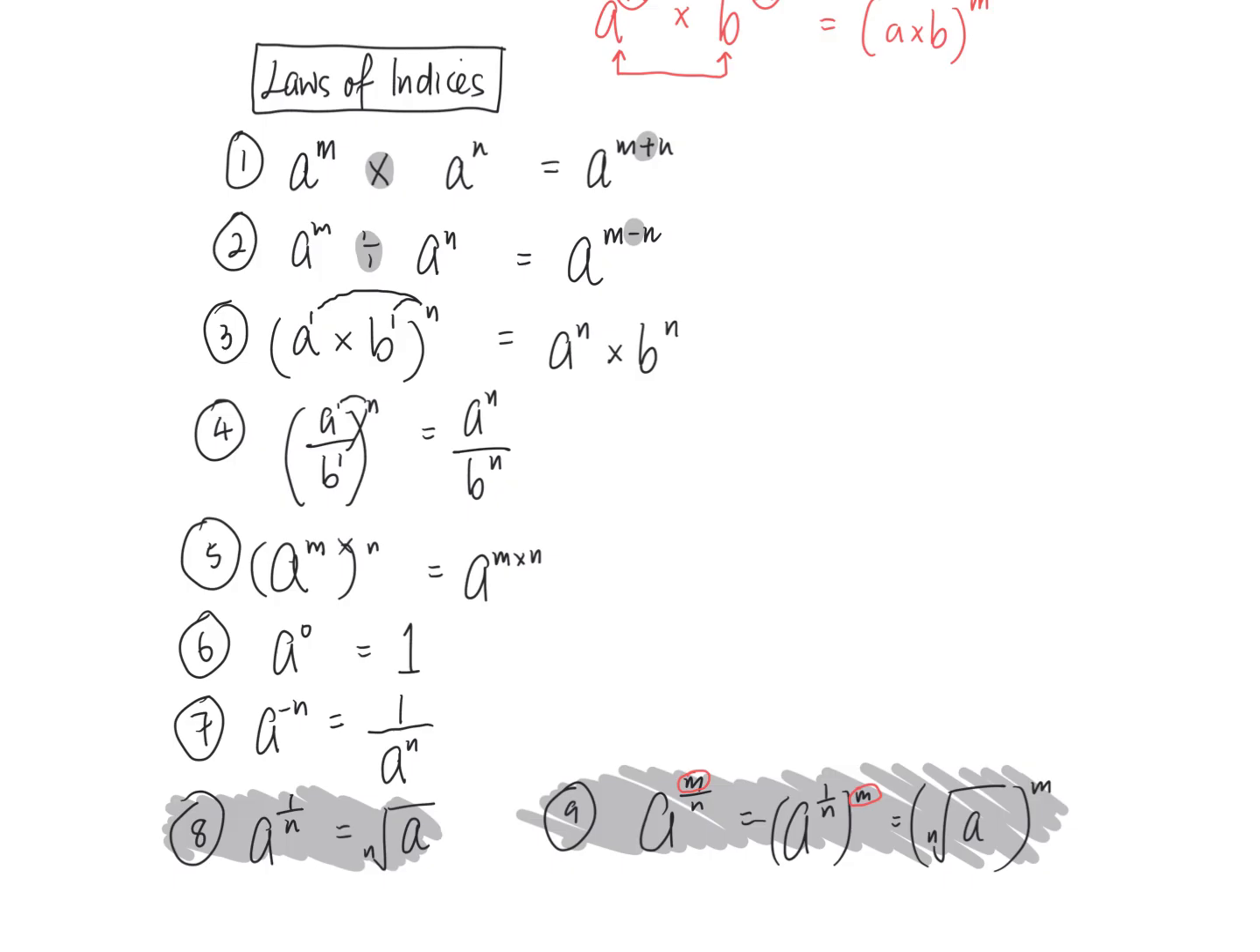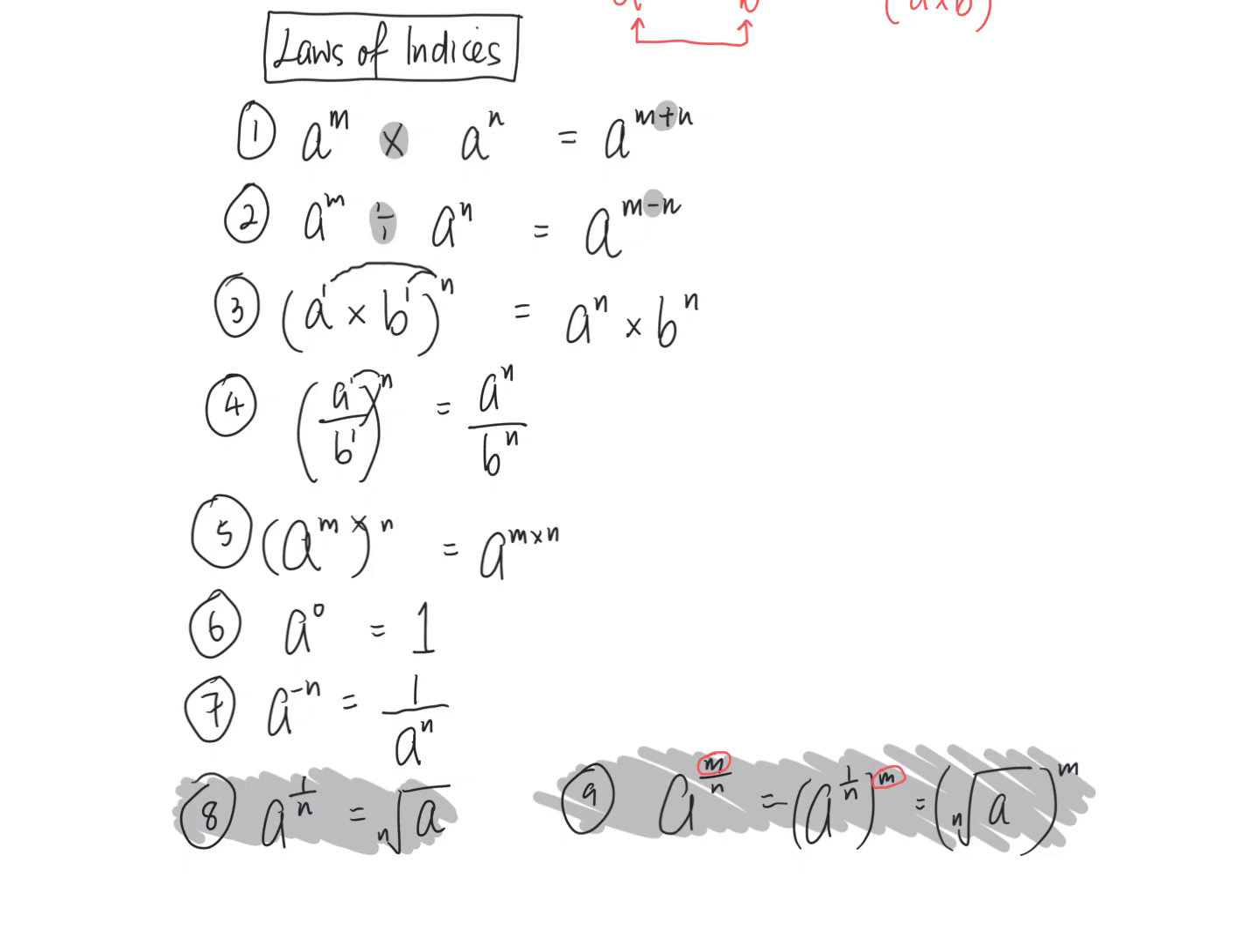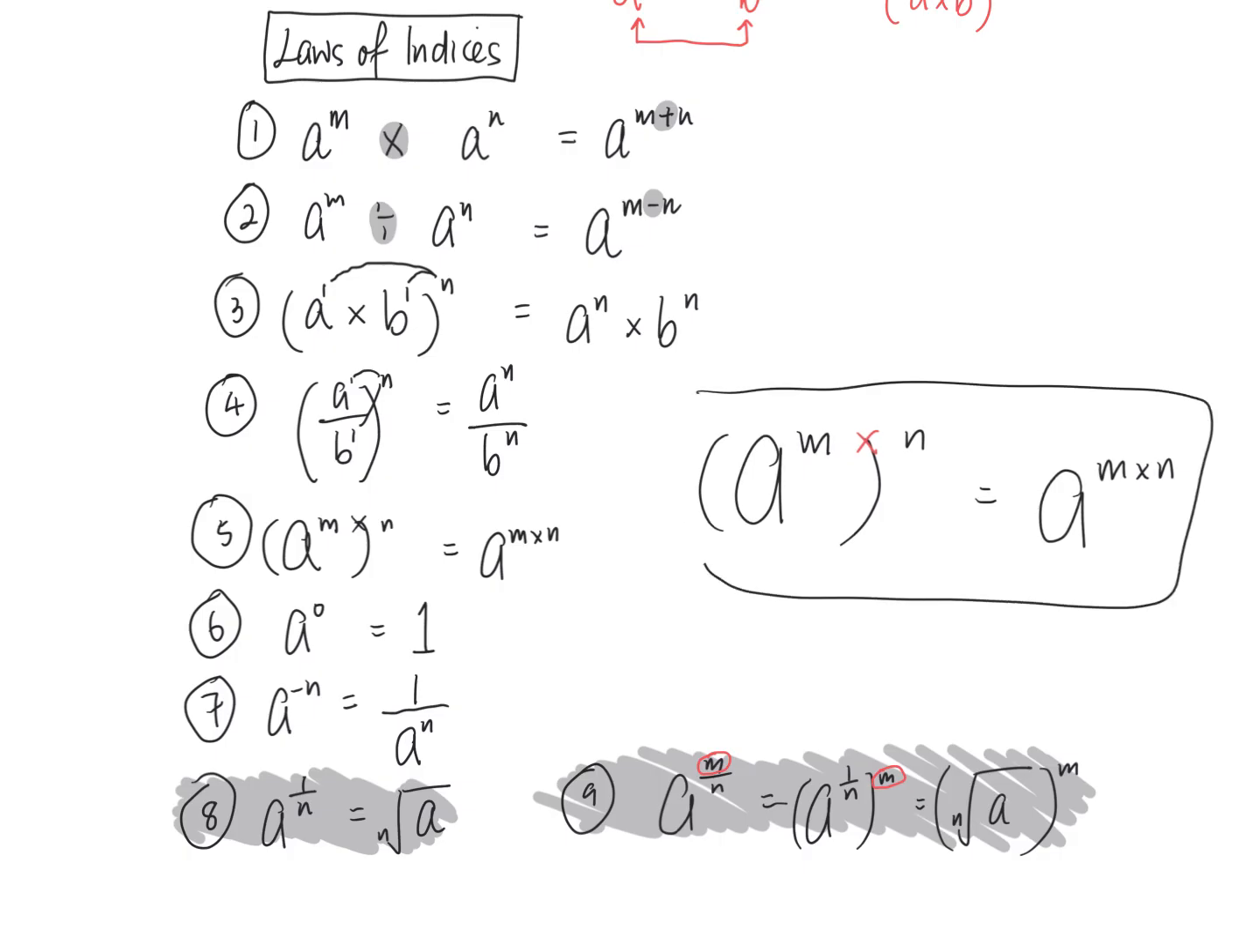Yes. Number 5 is when a to the power of m is separated by a bracket to the power of n, we multiply the power. So it's like, okay, so this one is the enlarged version of this. Okay, so all 9 laws.